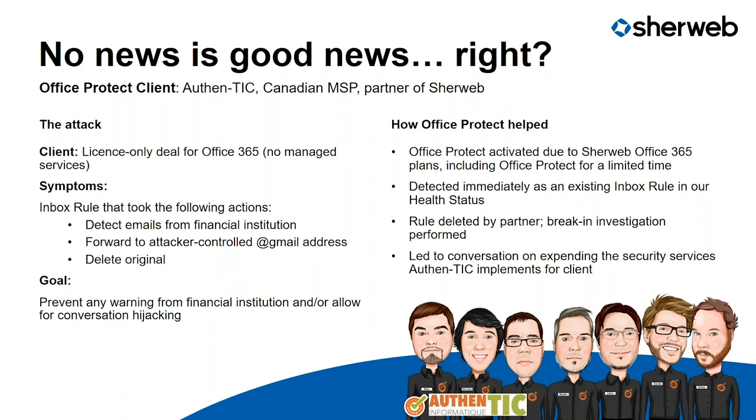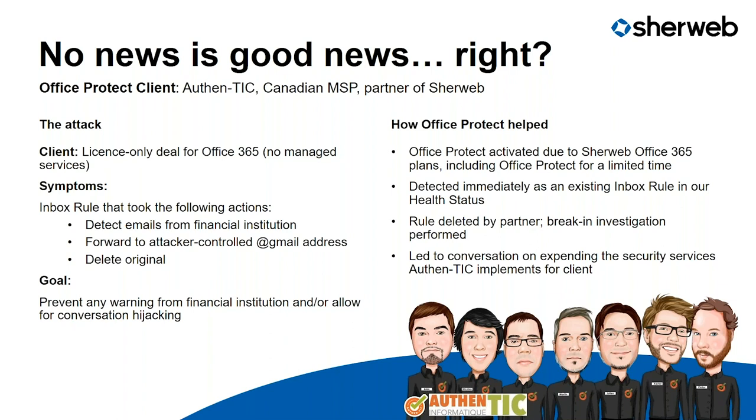It looked at different things, and it detected that there was an existing inbox rule. That sent an alert to the partner. The partner contacted the client. The client was in shock that this was already there. After the partner put all the pieces together, I did nothing. What they saw was that there was a rule in place for this particular account that had been hacked. The rule was that any email from that client's financial institution would be forwarded to the attacker at a Gmail address and then deleted.